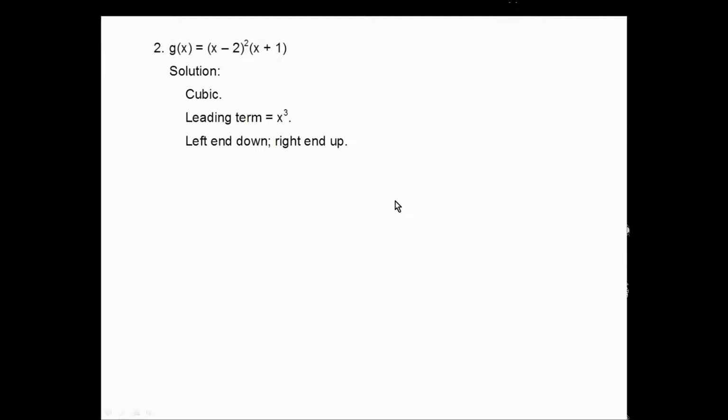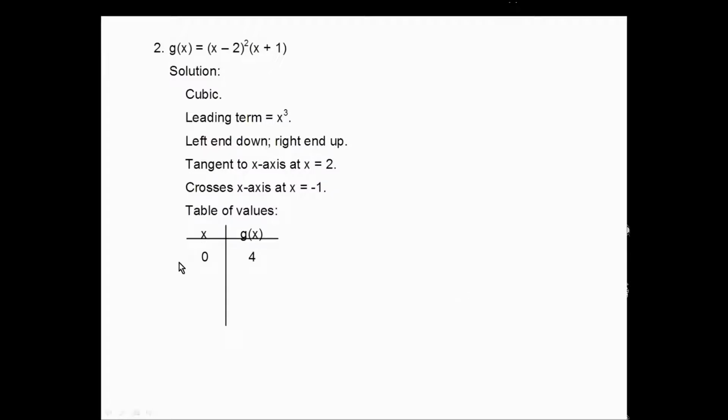Okay, my zeros, which correspond to my x-intercepts. From x minus 2, I get 2, that is multiplicity 2, so it's going to be tangent to the x-axis at x equals 2. From x plus 1, I get negative 1, that's odd multiplicity, so it's going to be crossing the x-axis at negative 1. So I make my little table of values. I'm going to pick 0, it's something between minus 1 and 2. If you plug in 0: 0 minus 2 squared times 0 plus 1. Minus 2 squared is 4, 4 times 1 gives me 4.